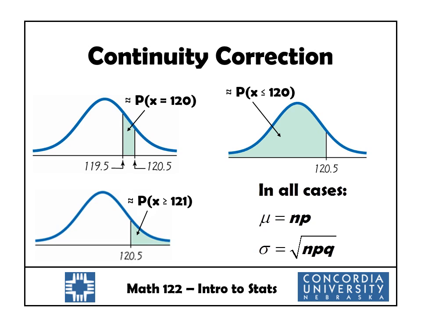Now those last two cases seem a little backwards. Seems like if you find the probability that x is less than some number, you should subtract a half. And if you want to find the probability that x is greater than or equal to some number, you should add a half, but that's not the way it works. You add a half in the first case, you subtract a half in the second case. And in all these cases, the bell curve has a mean of np and a standard deviation of the square root of npq. So you'll be using all these different types of continuity corrections to solve the problems in the homework.